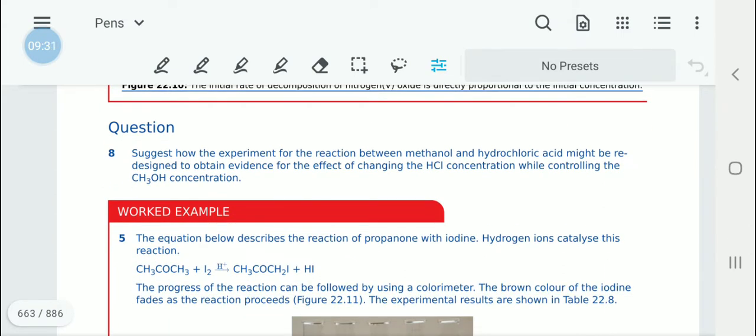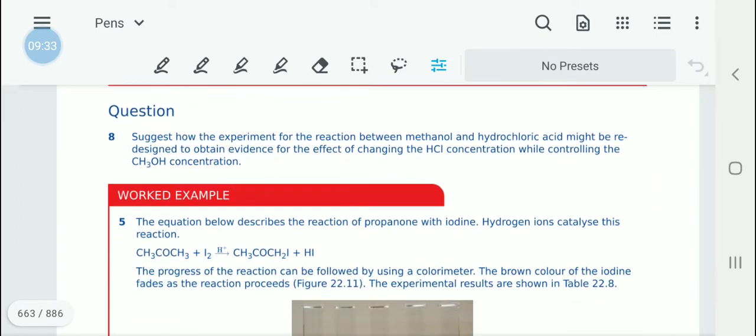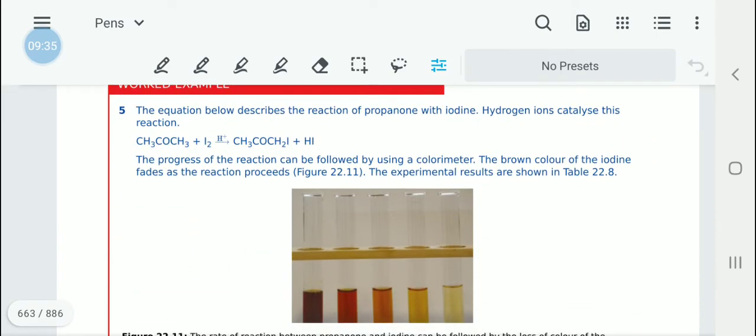So you can do question number 8, but before that let's go through question 5 and write the note also. Question 5: the equation below describes the reaction of propanone with iodine. Hydrogen ions catalyze this reaction. CH3COCH3 plus iodine, then hydrogen ion catalyzes it to produce CH3COCH2I plus HI.